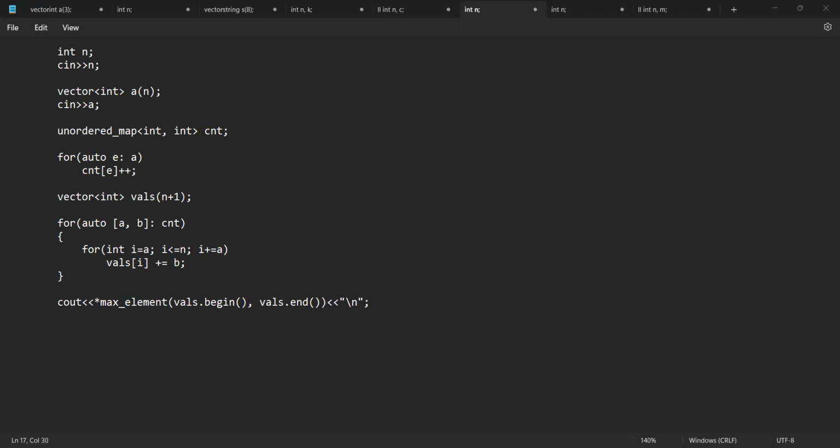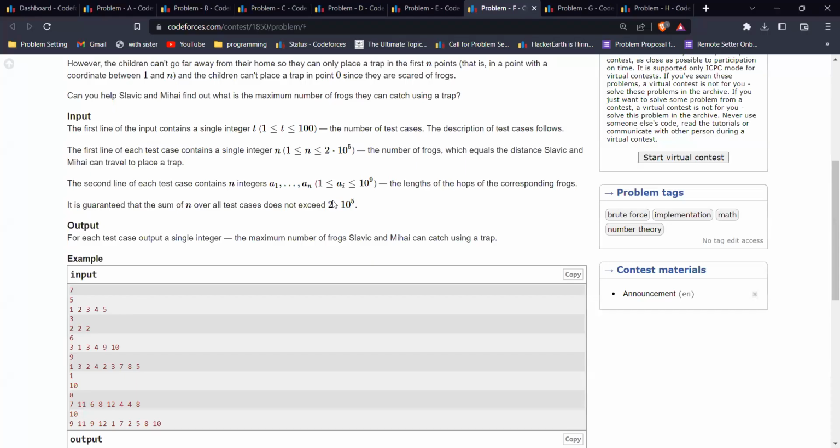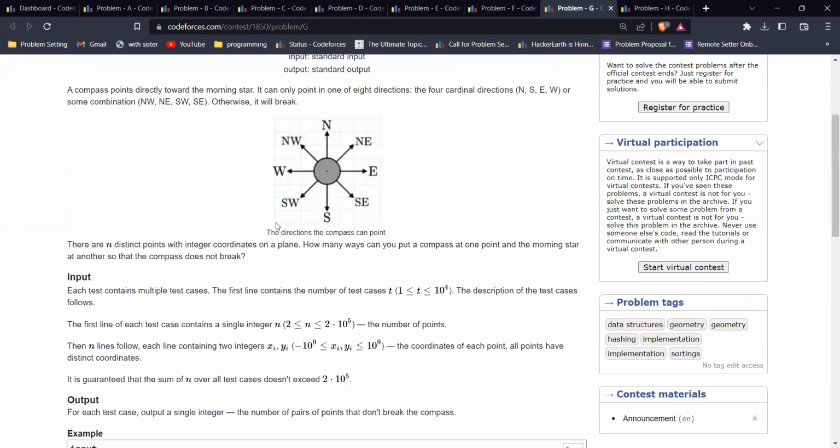Okay, so let's go to the next problem. So this is the next problem. And in this problem, we are given that a compass points directly towards the morning star.